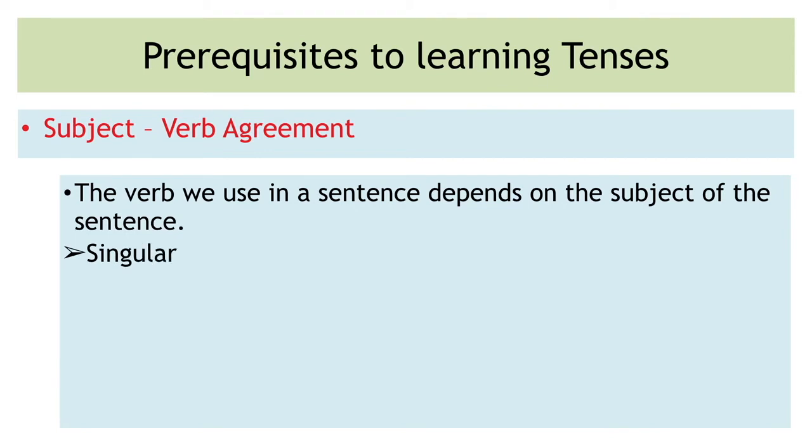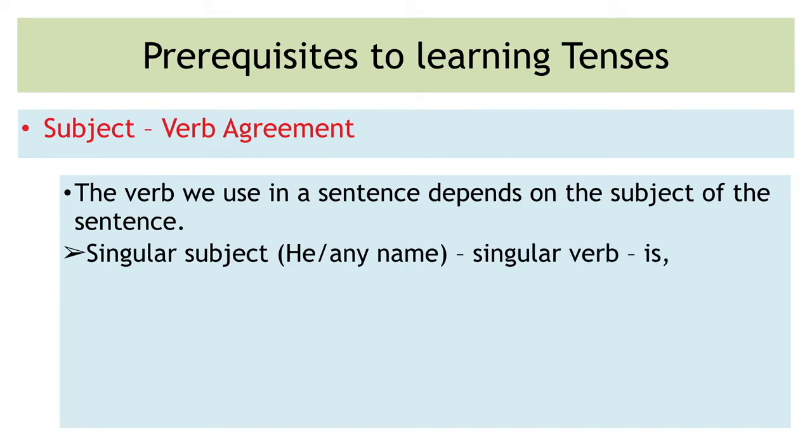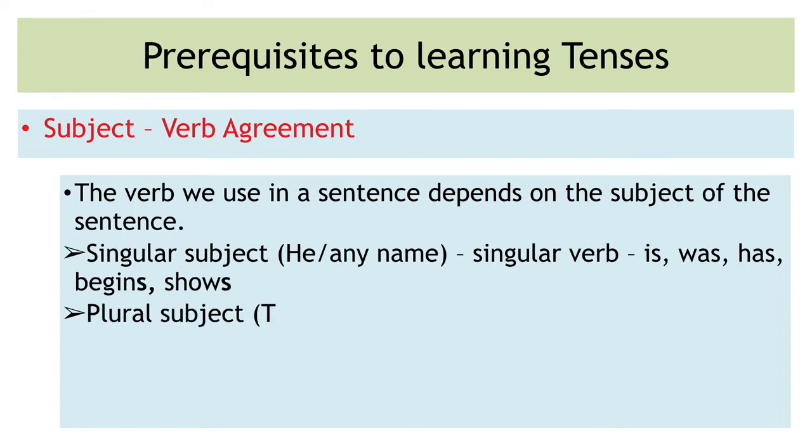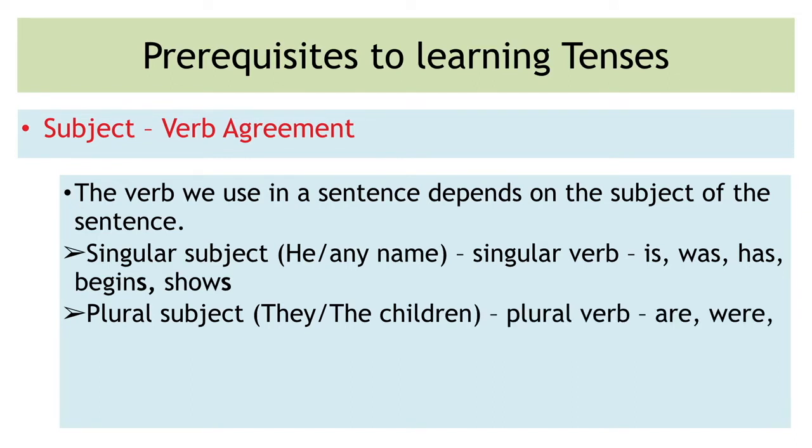For a singular subject such as he or any name like mother, we need to use a singular verb like is, was, has, begins, shows. For a plural subject such as they or the children, we need to use a plural verb. Example: are, were, have, began, showed, etc.